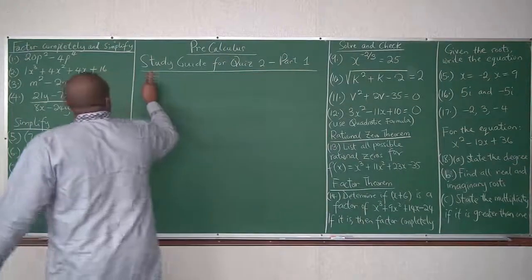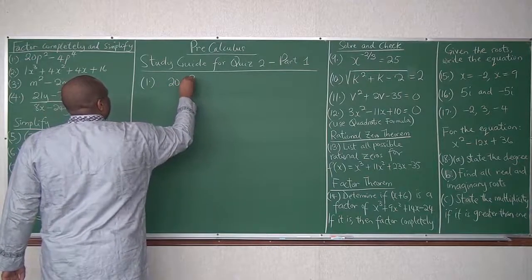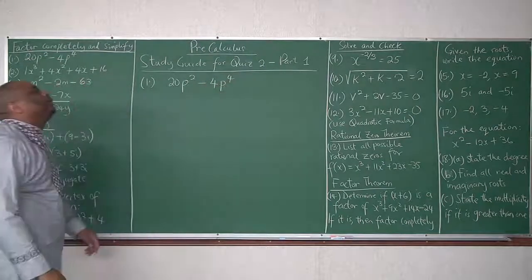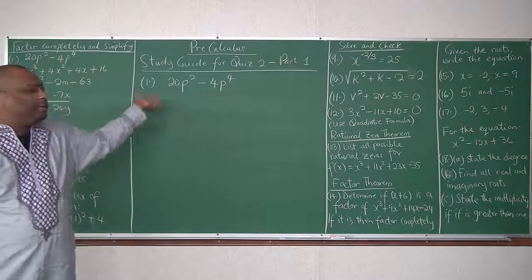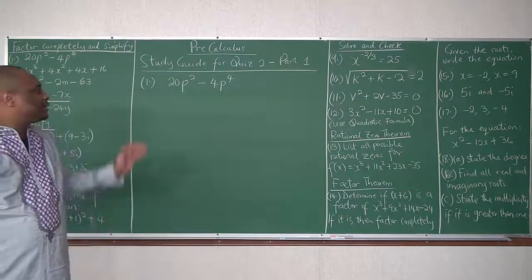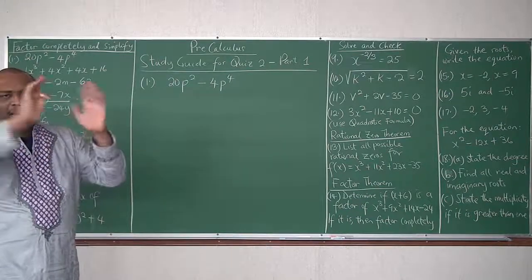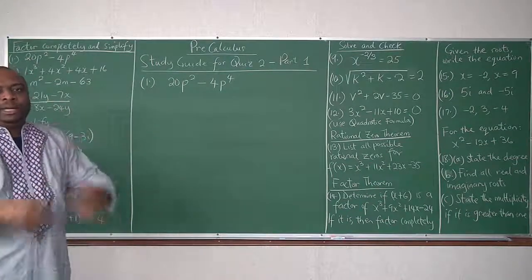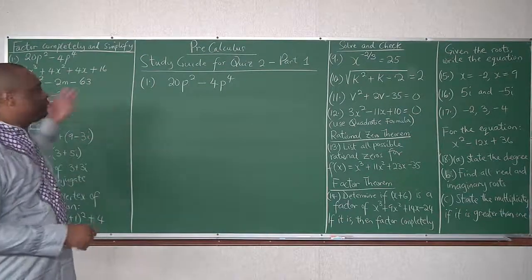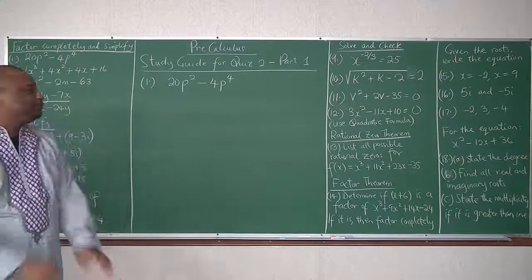Number 1, we have 20p squared minus 4p^4. So what factoring do we use here? We shall use factor by GCF. All the videos I have put out there for you, it is highly recommended you view those videos prior to viewing this video.